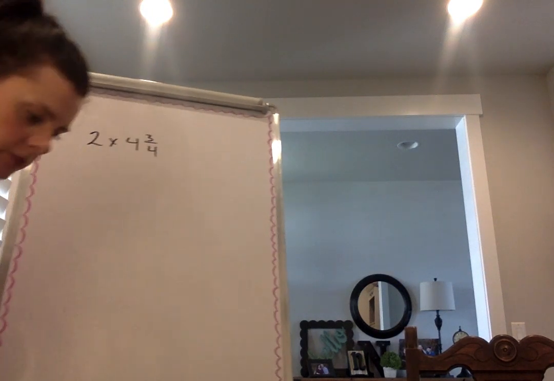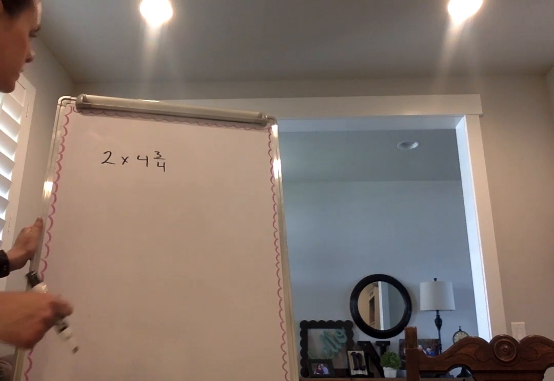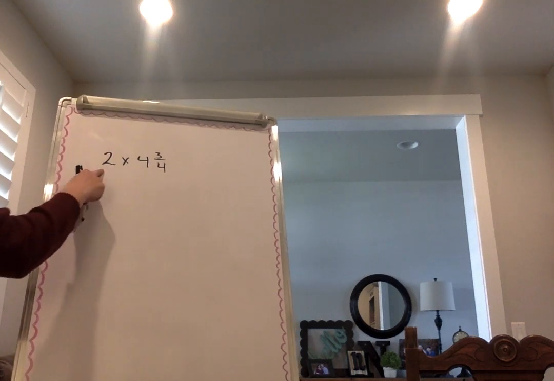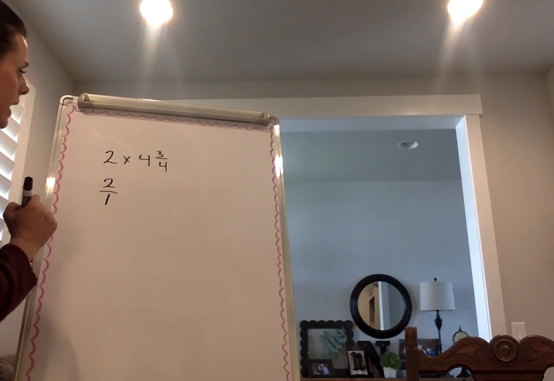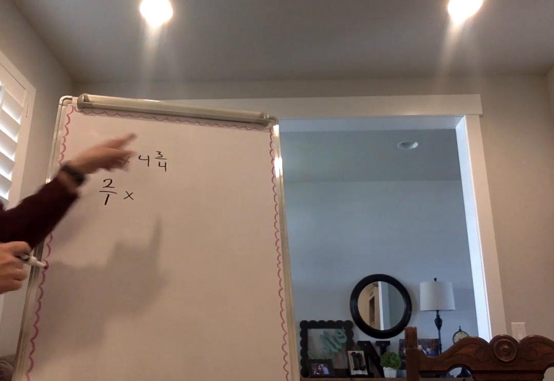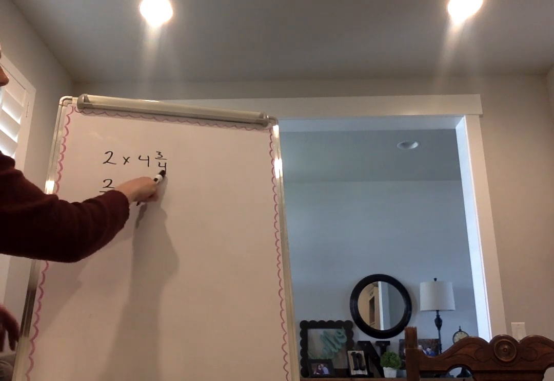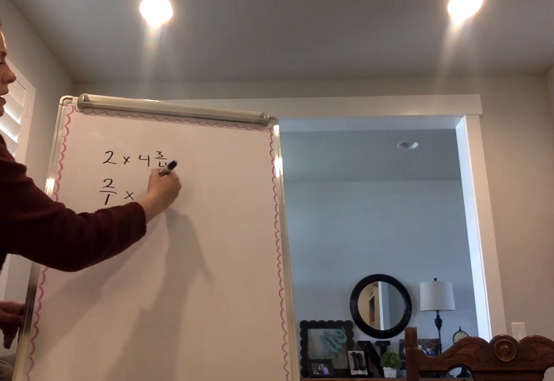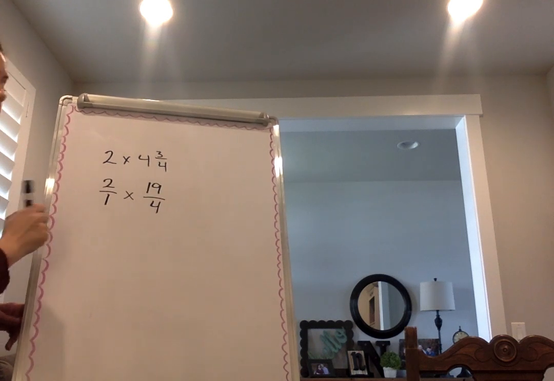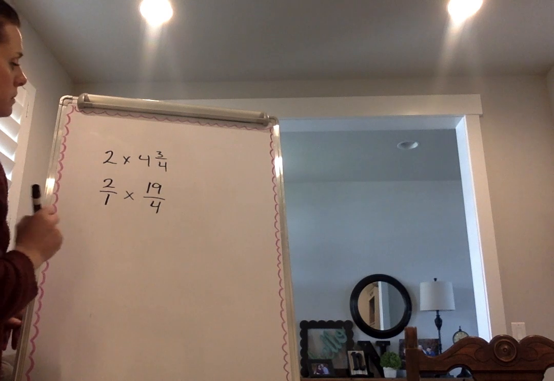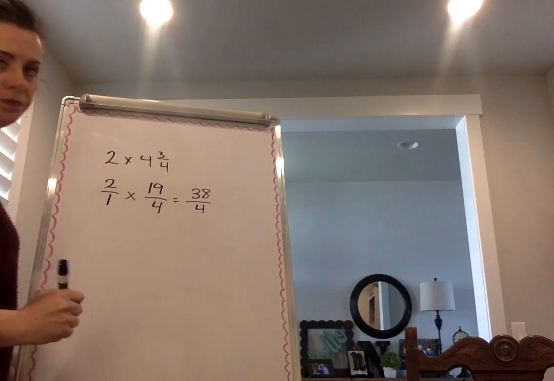Let's move over here. Come on, little board. You can do it. Okay. 2 times 4 3/4. Well, first of all, I need to make him a fraction, so I'm going to do 2 over 1 times. And then I need to make this an improper fraction. So 4 times 4 is 16, plus 3 is 19 over 4. There we go. Now I just multiply straight across. 2 times 19 is 38 over 4.